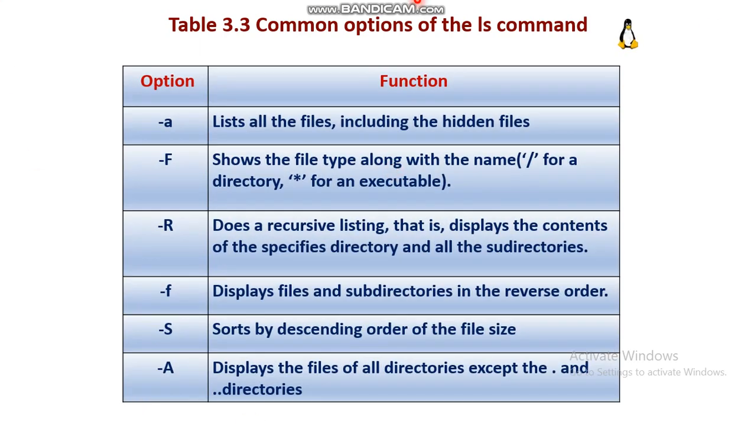So what are the different options that can be used with the ls command? If you use -a, it lists all the files including the hidden files. If you use -F, it shows the file type along with the name, / for a directory and * for an executable. And if you use capital S, it sorts in descending order of file size. So various options like these can be combined with the ls command.